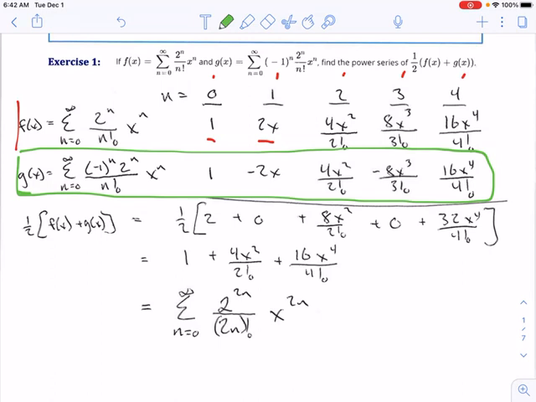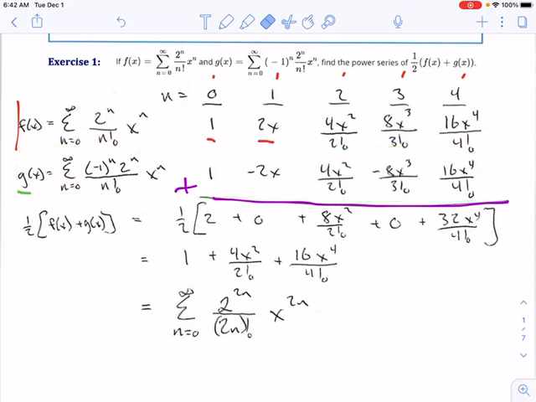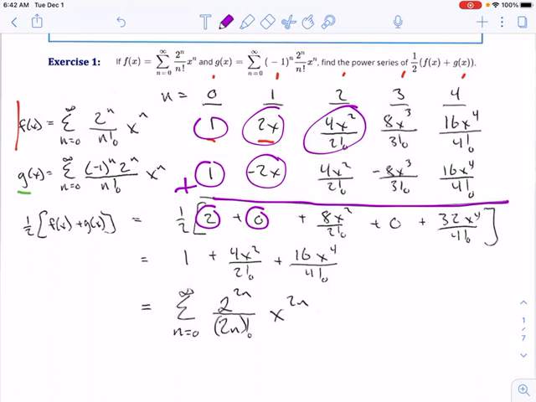We want to add these two power series together. So that's what I'm doing down here. This is my line where I'm adding. So 1 plus 1 is 2. 2x minus 2x is 0. 4x squared over 2 factorial plus 4x squared over 2 factorial is 8x squared over 2 factorial. And then we get 0 and 32x to the 4th over 4 factorial.